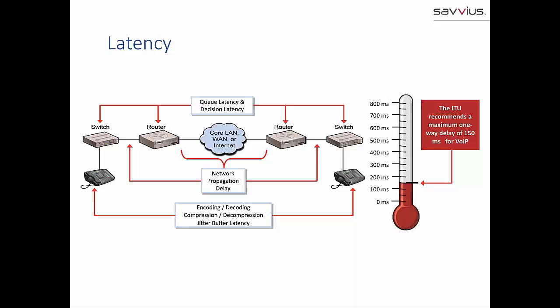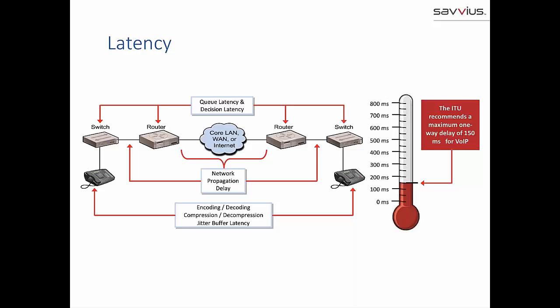Packets have to go through switches and routers, and they go through the internet. And in each one of those, not only is there that wire latency, but there's also queuing latency and decision latency and encoding and decoding latencies and compression and decompression latencies. Jitter buffer, which we're going to talk about in a second. All of those add up to an overall latency from one end to the other.